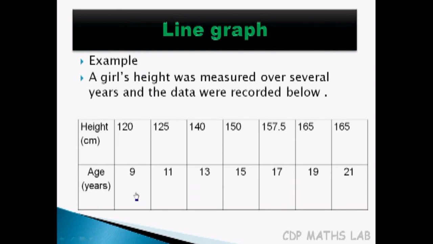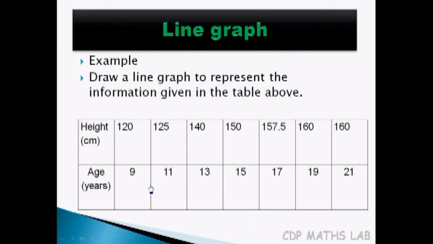Alright, so the first thing you need to do is to analyze this table first. Another observation that we can make is which period would have the shortest growth, and which period had the longest growth, and also which period you saw that everything was constant. So you can answer these questions while we are going through the rest of the lesson. Okay, now draw a line graph to represent the information given in the table above.